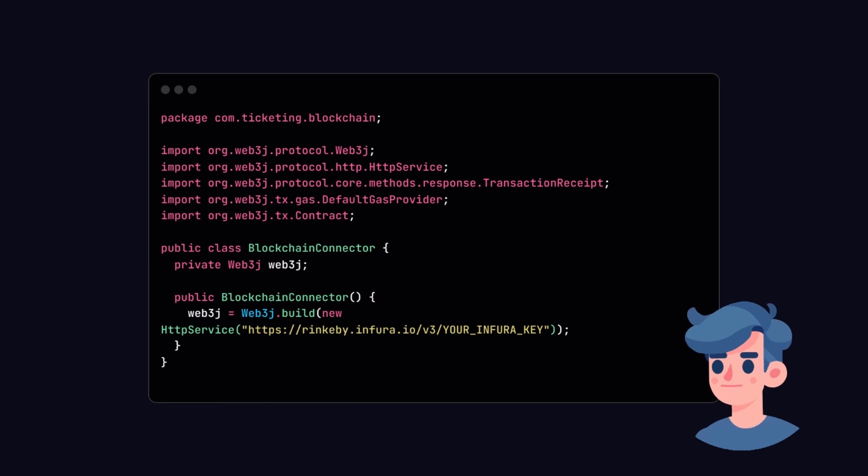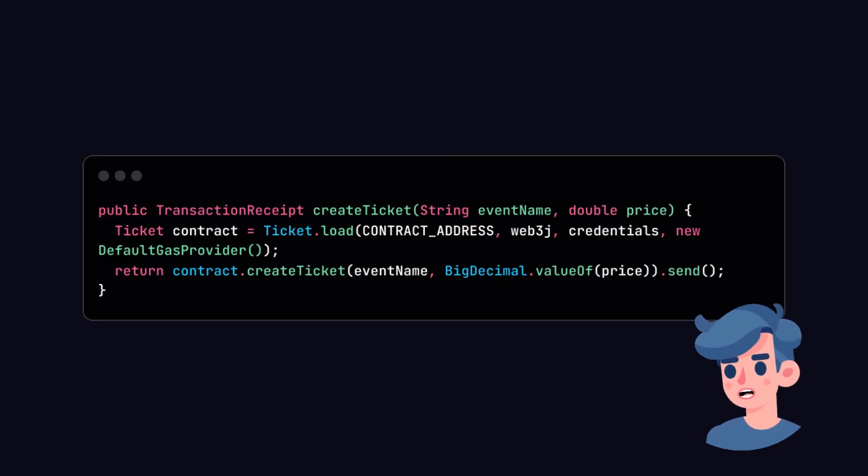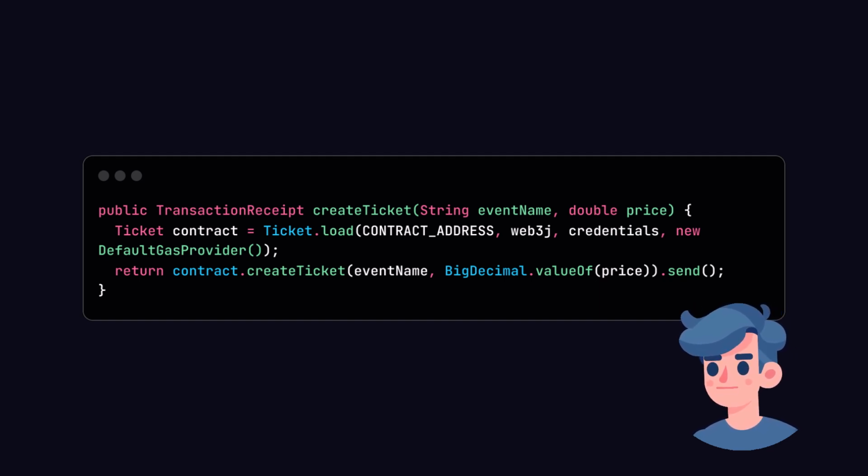Once deployed, you'll get the contract address, which is crucial for interaction in our Java application. Now, let's link our Java application with the deployed smart contract using Web3j. Begin by creating a new class, BlockchainConnector. Inside this class, we will implement methods to create a ticket, transfer ownership, and retrieve ticket details from the blockchain. Let's start with the method to create a ticket.